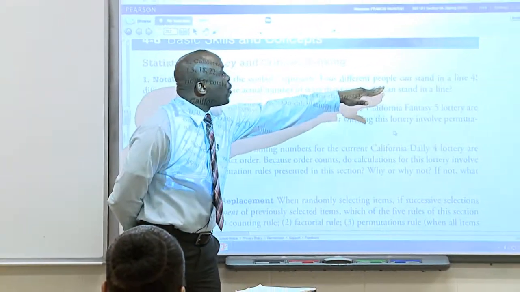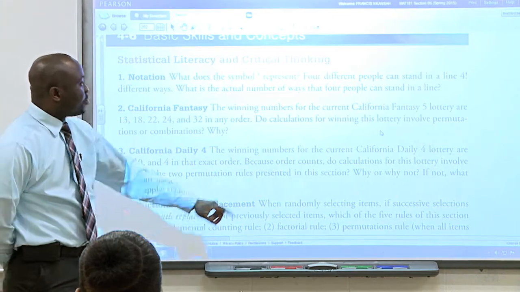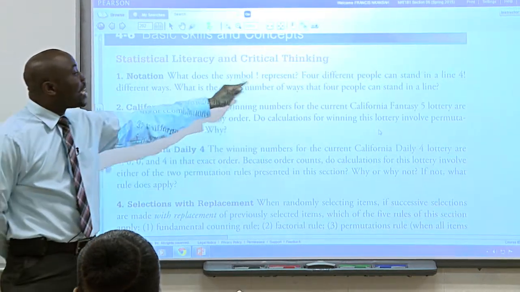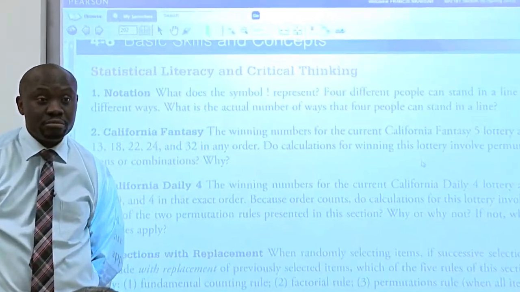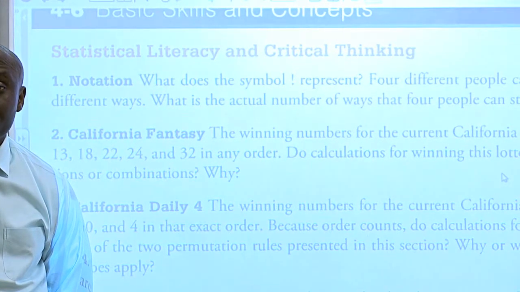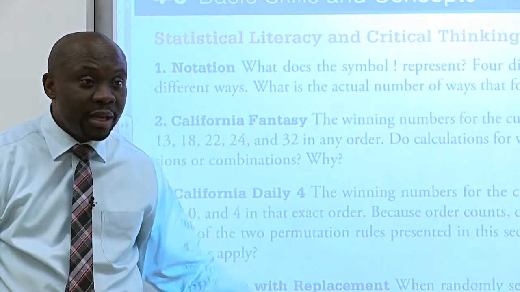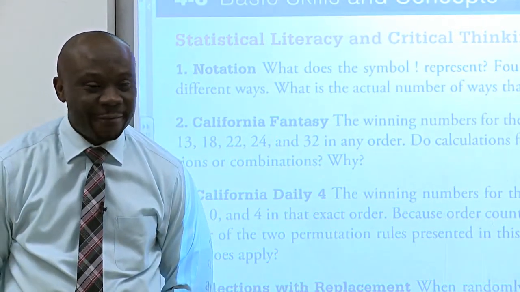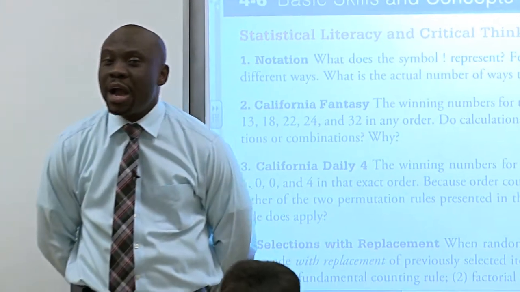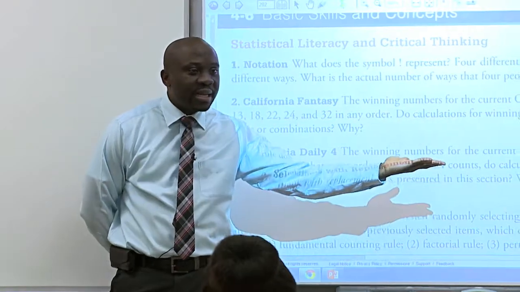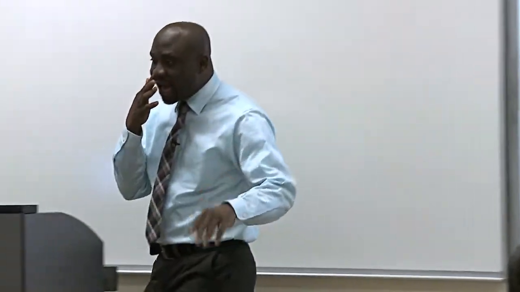4 different people can stand in a line 4 factorial different ways. What is the actual number? 24. How do you get 24? 4 times 3 times 2 times 1, that's it. It's as simple as that. We did that.